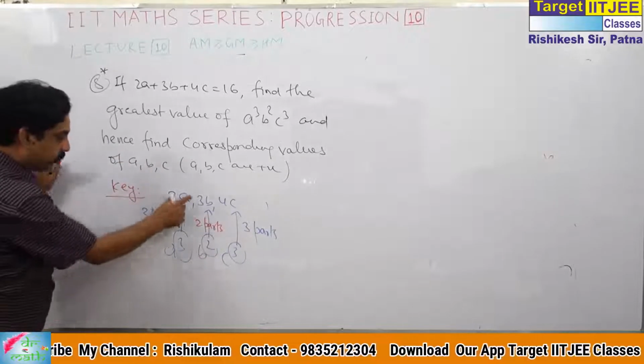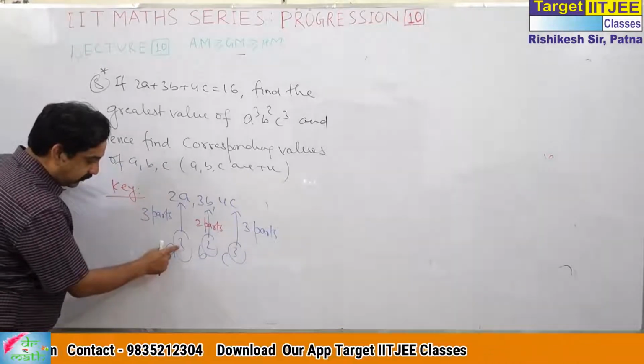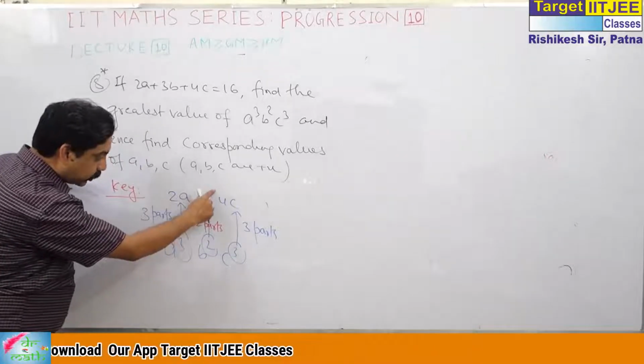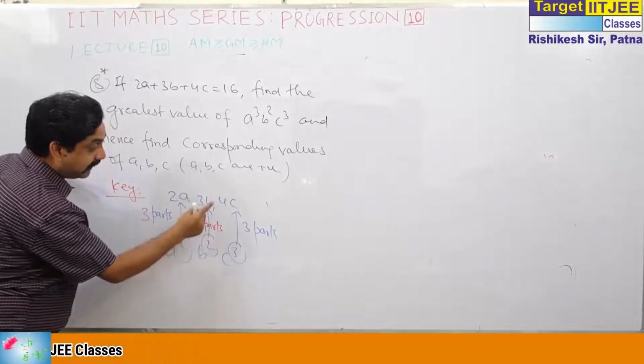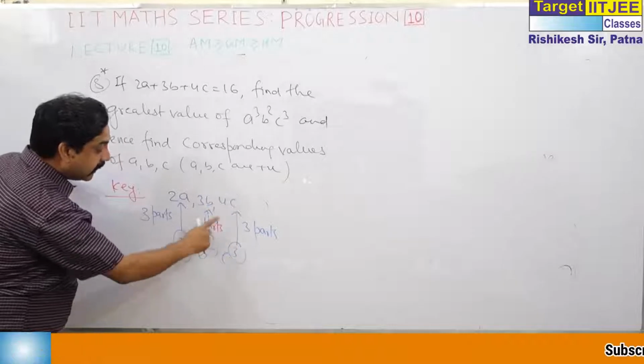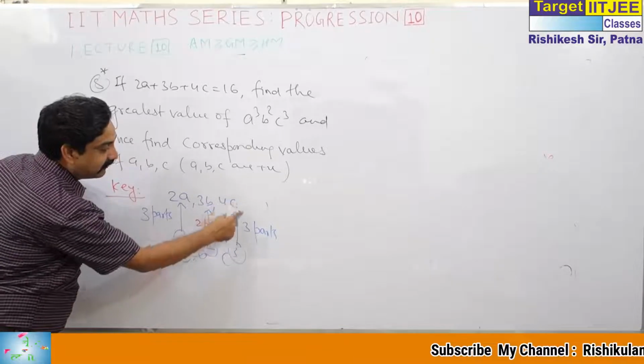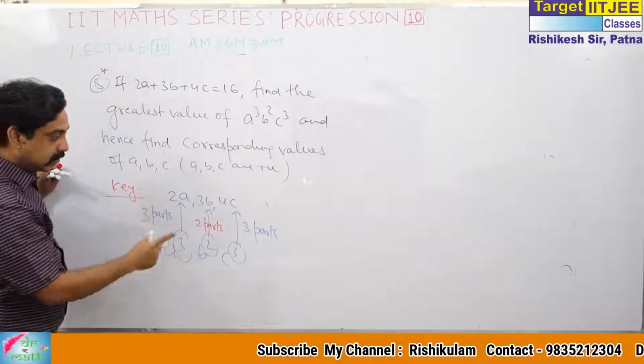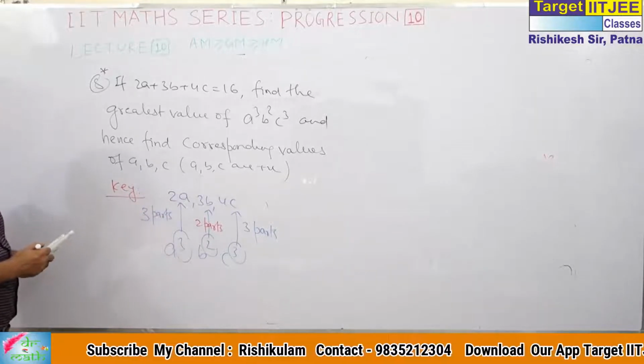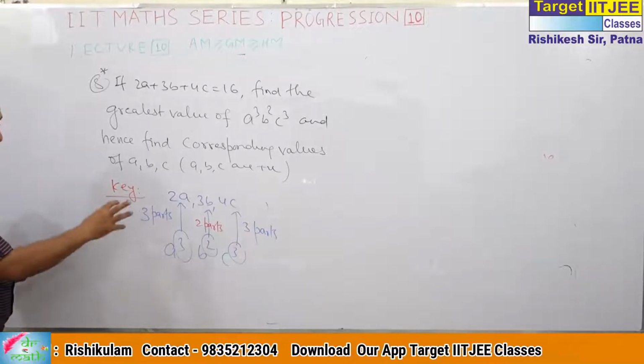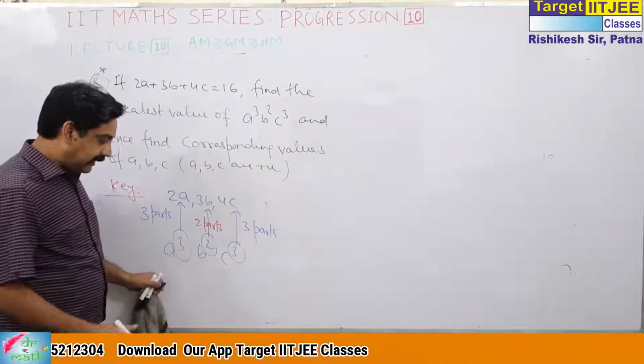What does it mean? Divide 2a in 3 parts because power of a is 3. Divide 3b into 2 parts because power of b is 2. And again divide 4c into 3 parts. If there is c to the power 5, we will divide in 5 parts. So this is the idea of this question. This is the key point. What does divide in 3 parts mean? Let me write.